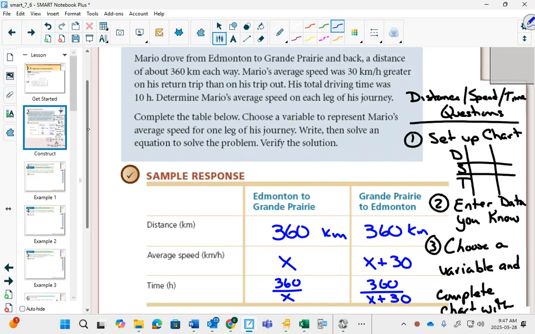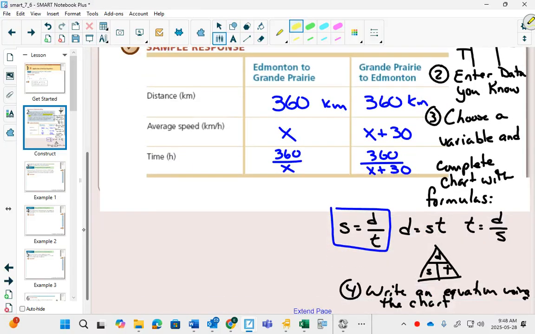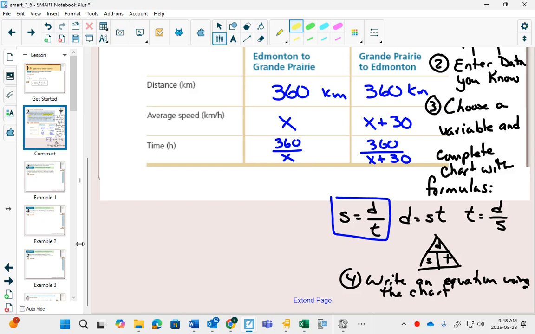So if we go back to the question, I'm going to take out my highlighter, and I'm going to highlight the part that gives you the idea for writing the equation. His total driving time was 10 hours. In our chart, we have separate driving times. This is how much time it took here. This is how much time it took there. If I know the total is 10 hours, that lets me set up the following equation. That 360 over x plus 360 over x plus 30 has to equal 10.